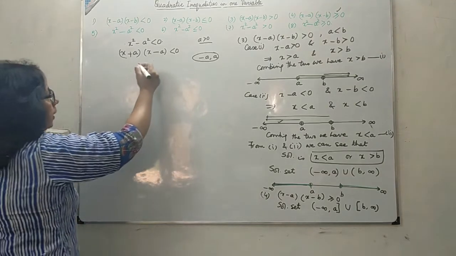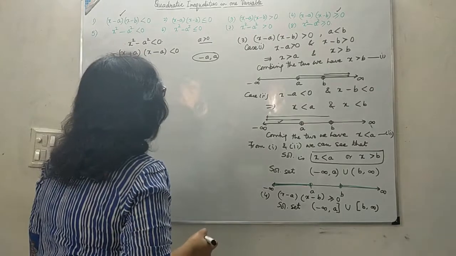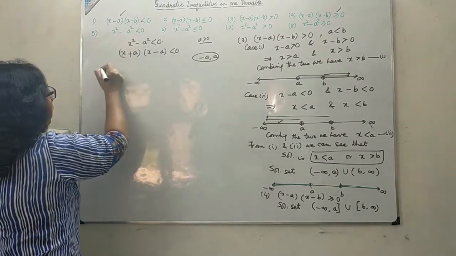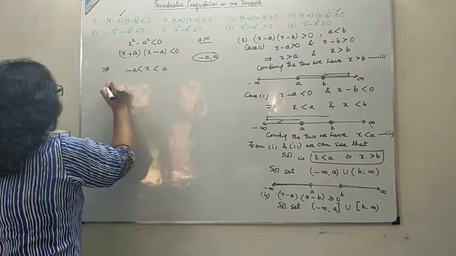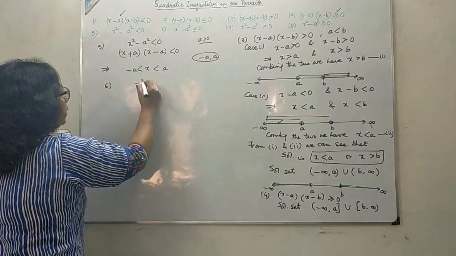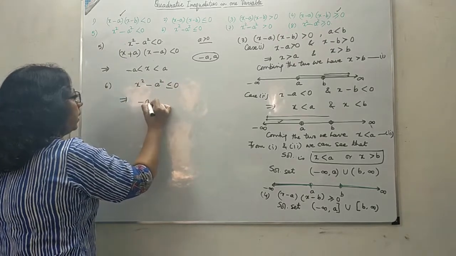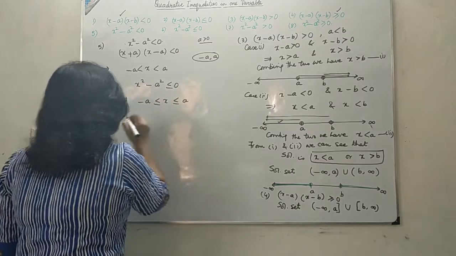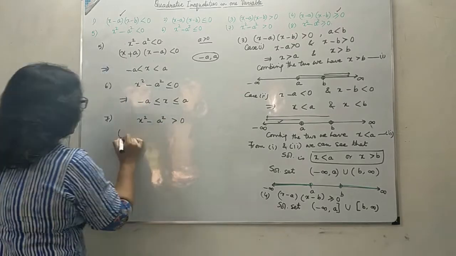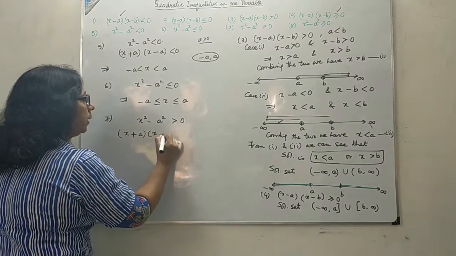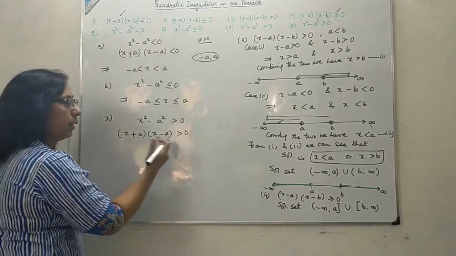Now to see the solution on the number line, with the help of the first one, we have the solution x lies between a to b. So from here x lies between minus a to a. And for the sixth one we have x square minus a square less than 0. So from here again minus a less than x less than a. And for the seventh one we have x square minus a square greater than 0. Again it is x plus a into x minus a positive. So there are two numbers, instead of a and b we are taking minus a and a.